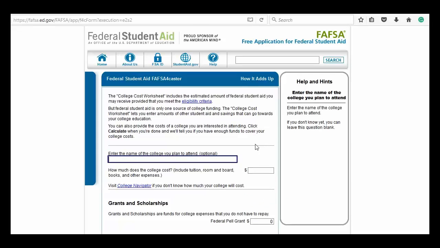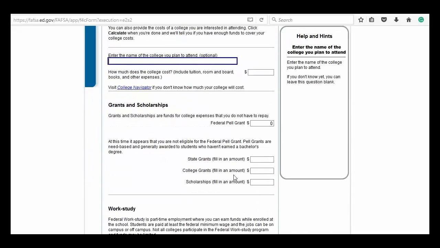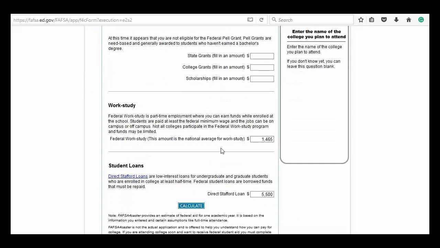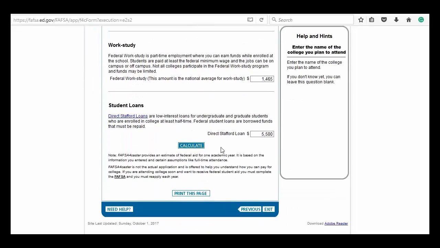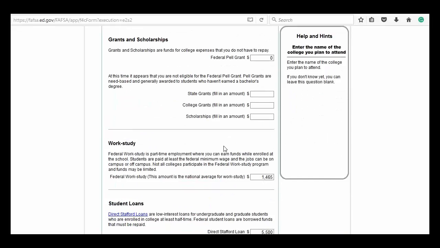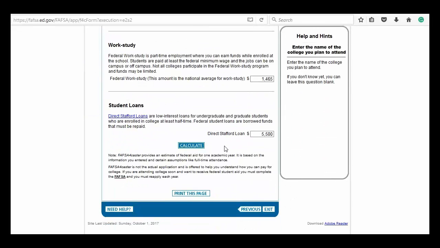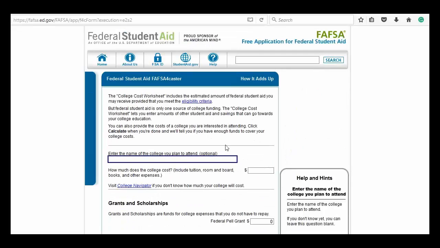Now, you can, at this point, put in a college. Click on College Navigator. Find out the cost of tuition and room and board for the college or university you're interested in, and any estimates you think you may receive in grants or scholarships. But again, this is just an estimate. You're not real sure, but you can put those things in order to get an idea of what your family's estimated financial aid would be.